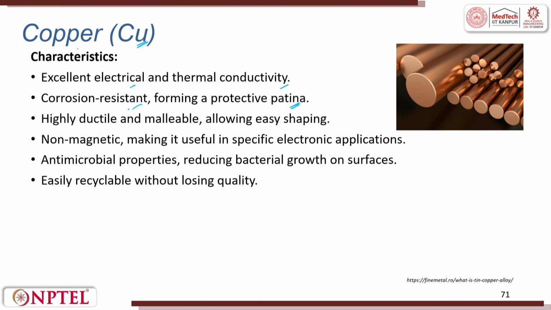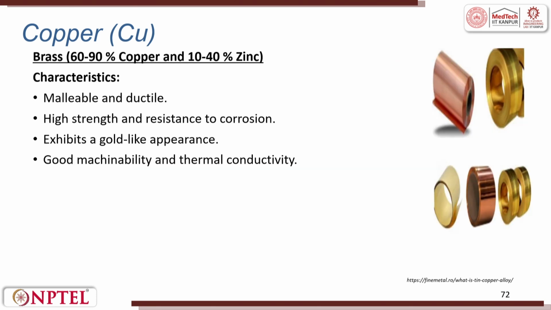Brass and bronze are all copper based. Non-magnetic, making it suitable for several electronic applications. Antimicrobial property, reducing bacterial growth on the surface, is there when you have a copper based alloy. That is why we use copper bottom flasks and other things. Easily recyclable without losing a lot of quality.